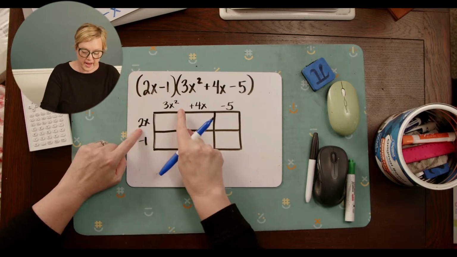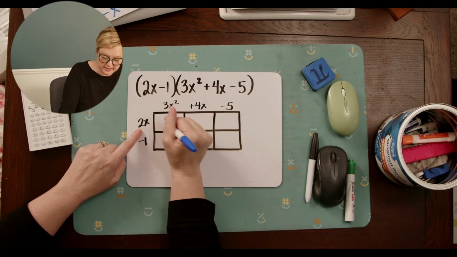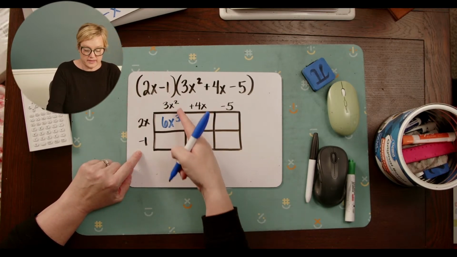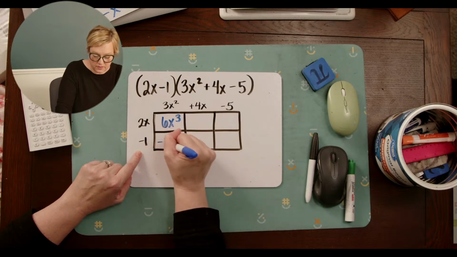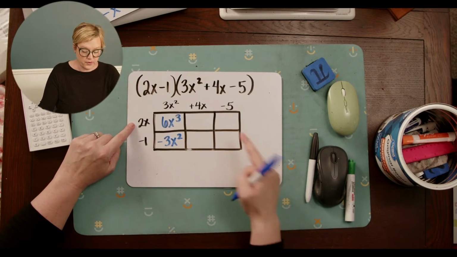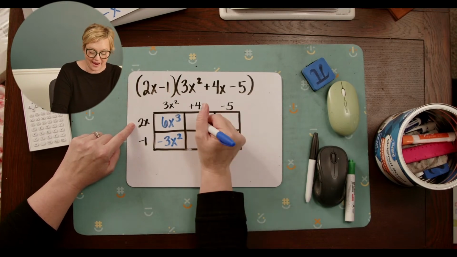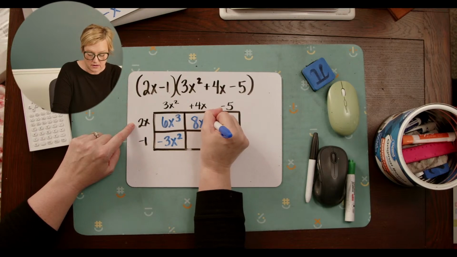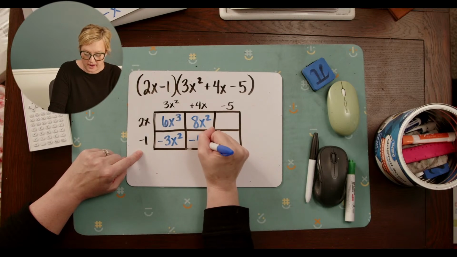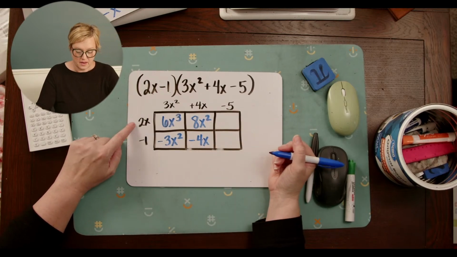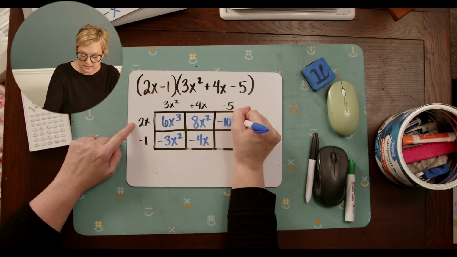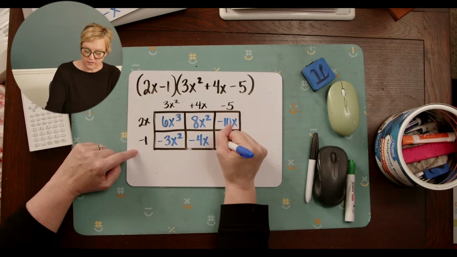Okay, so I've got 2x times 3x squared, which gives me 6x cubed. And then I've got negative 1 times 3x squared, which is negative 3x squared. Moving on, 2x times 4x gives me 8x squared. Negative 1 times 4x gives me negative 4x. And then 2x times negative 5 gives me negative 10x. Negative 5 times negative 1 gives me plus 5.